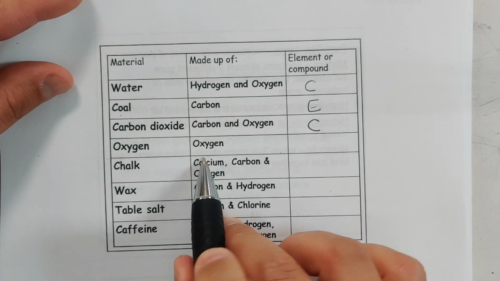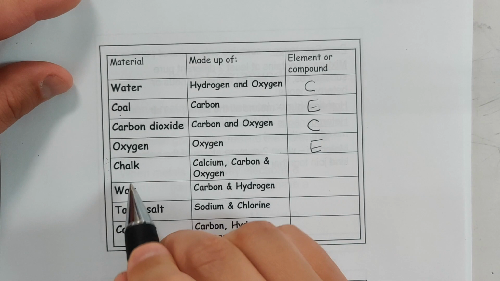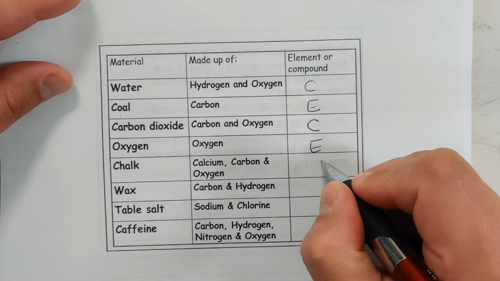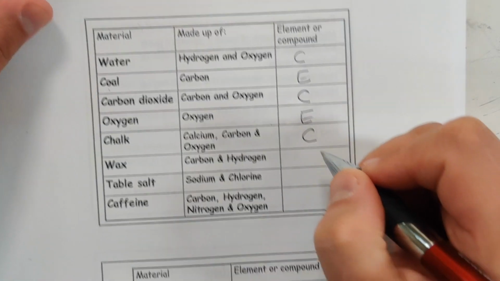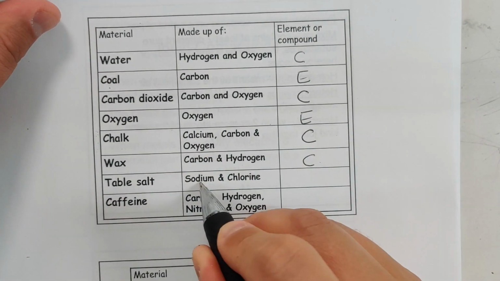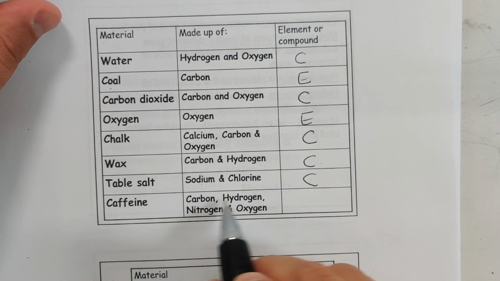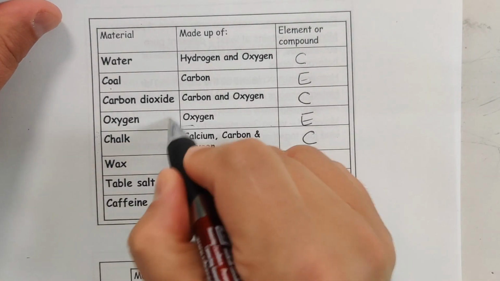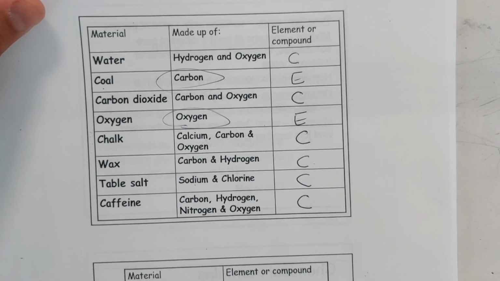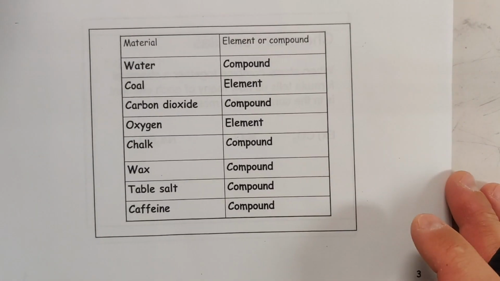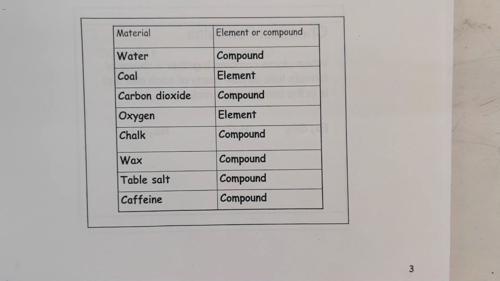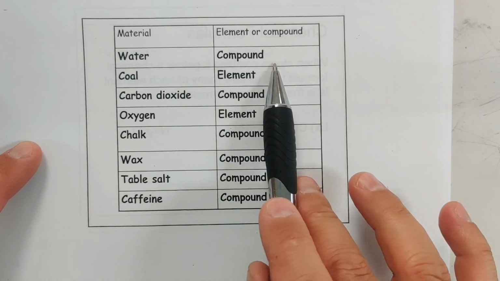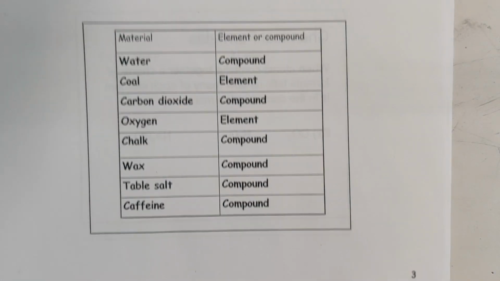Oxygen is made out of pure oxygen, so it's an element. Chalk is made out of calcium, carbon, and oxygen. Guess what, folks? That's a compound because it's made out of multiple things. 2 things, compound. 2 things, compound. 4 things in caffeine to make it up. It's a compound as well. Elements are pure. They're only made out of one thing. All right, and here's some more here. Let's just go through that. Water is a compound. Oh, there's your answers. Sorry.